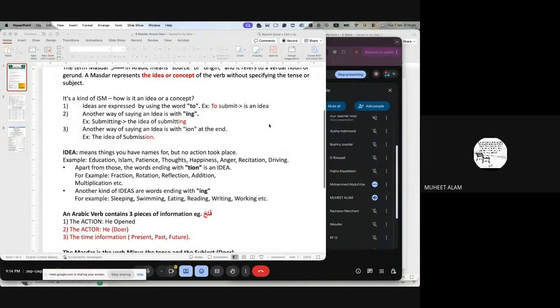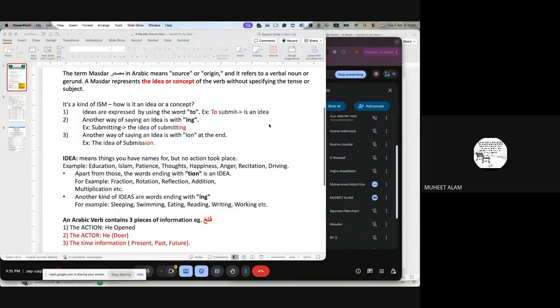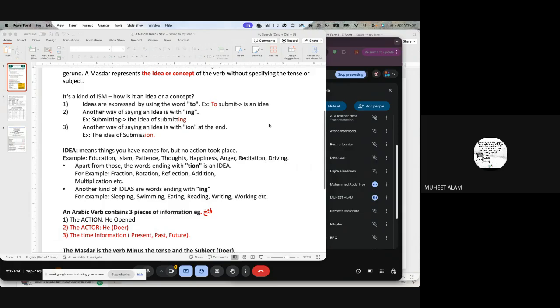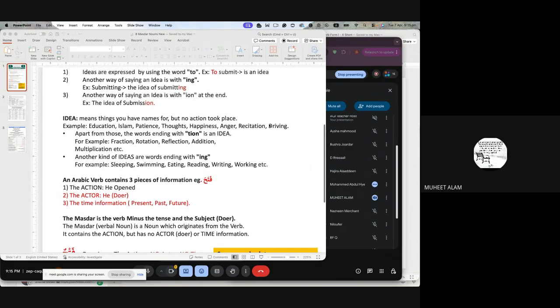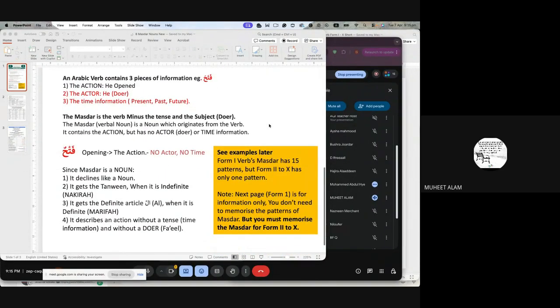The Masdar in Arabic represents the idea or concept of the verb without specifying the tense or the subject. So in verbs, there are three things: the subject, the action, and the time. For example, when we say Fataha, it means he opened. Here, there are three pieces of information in this word Fataha.